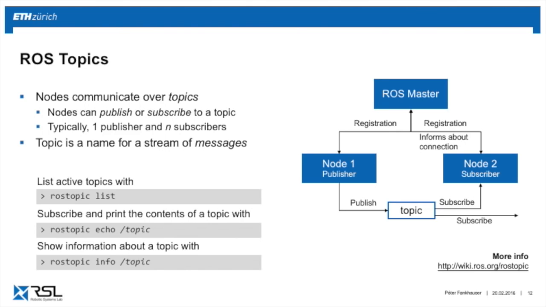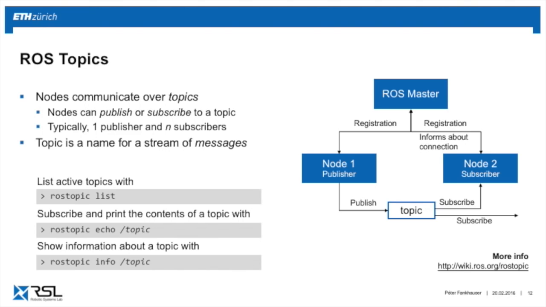To look at the list of the topics that run on your system, you can type in rostopic list, which gives you a list of all the topics. You can already in the console subscribe to a topic by typing in rostopic echo, so it's printing out information, and then the topic name. This will subscribe to this topic and show you the contents in the console.